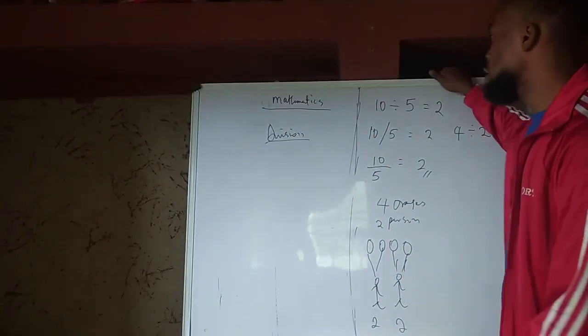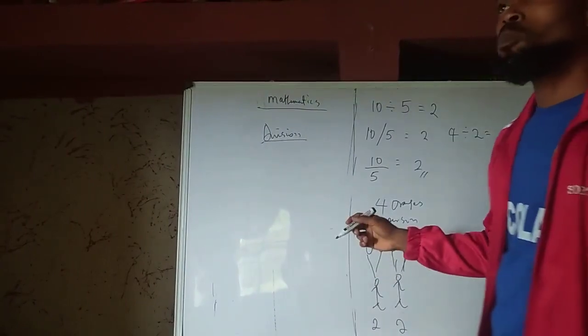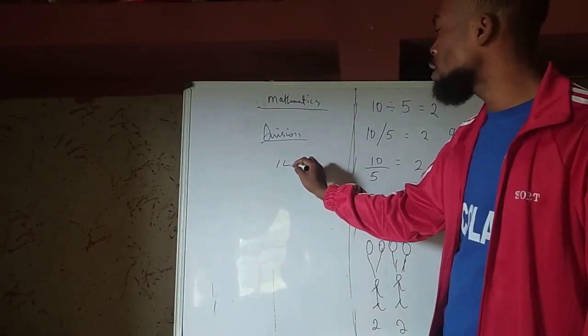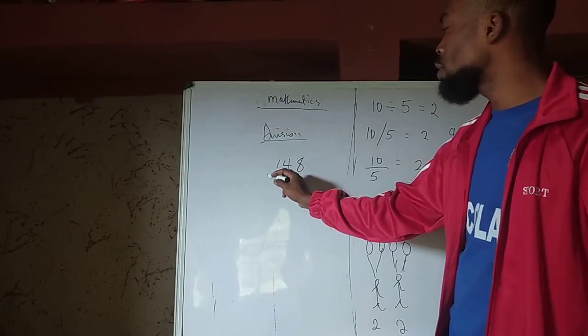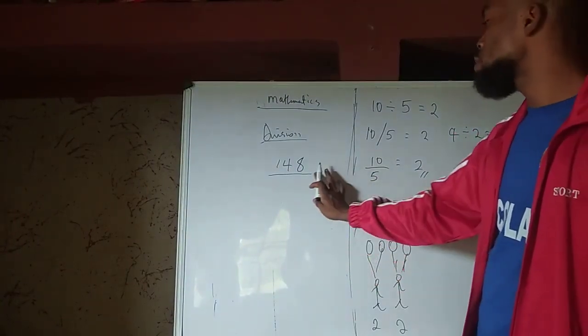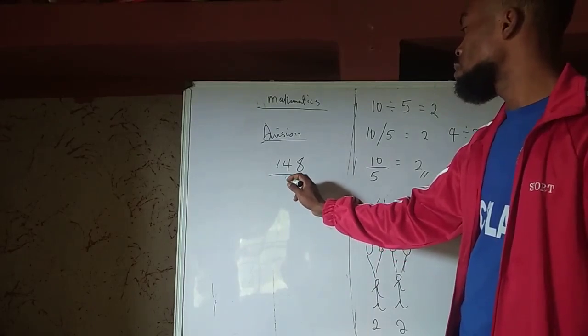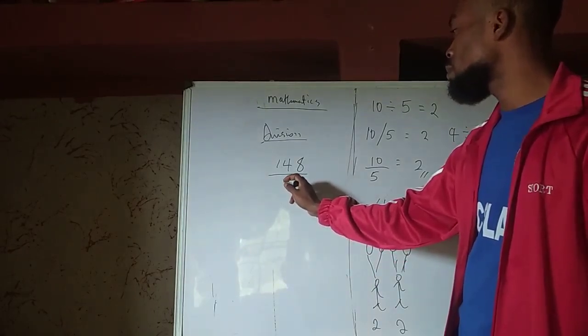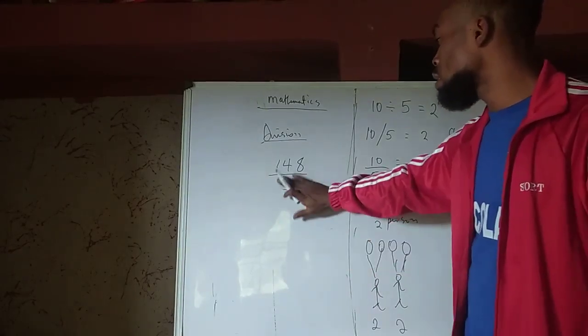Let me take something a little bit bigger again. Let's say I have 148 and I am to divide this by 2.